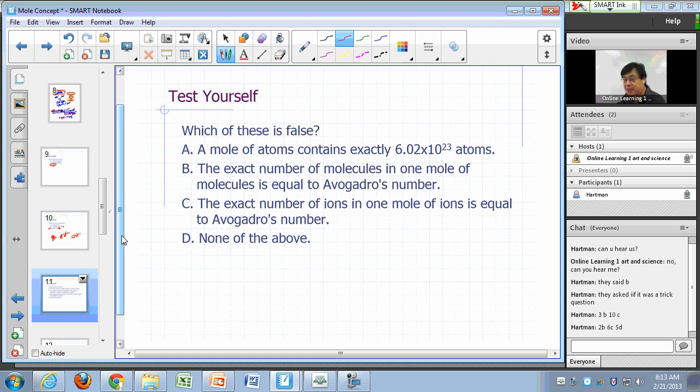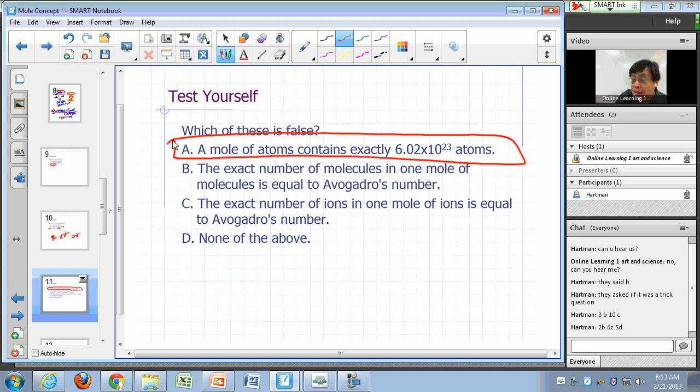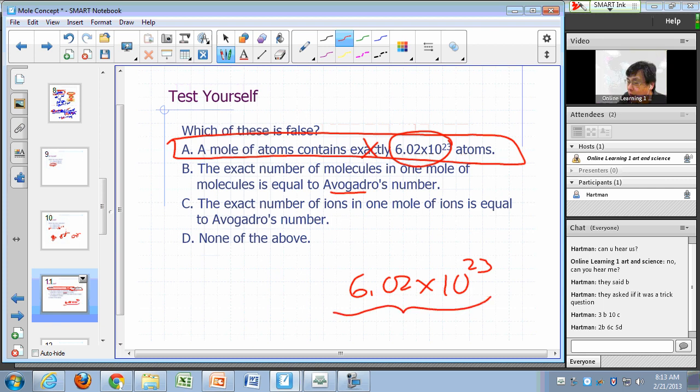Nobody picked the right answer. This A right here is false. It's not exactly 6.02 times 10 to the 23rd. Remember we said the exact number is a 24-digit number, and this is just a rounded value to 3 significant digits. If you have a mole, you exactly have an Avogadro's number. 6.02 times 10 to the 23rd is not exactly Avogadro's number. Avogadro's number is the 24-digit number, the exact number. When you round it, for most purposes, you can round it to just 3 significant digits. So A here is false. Okay?